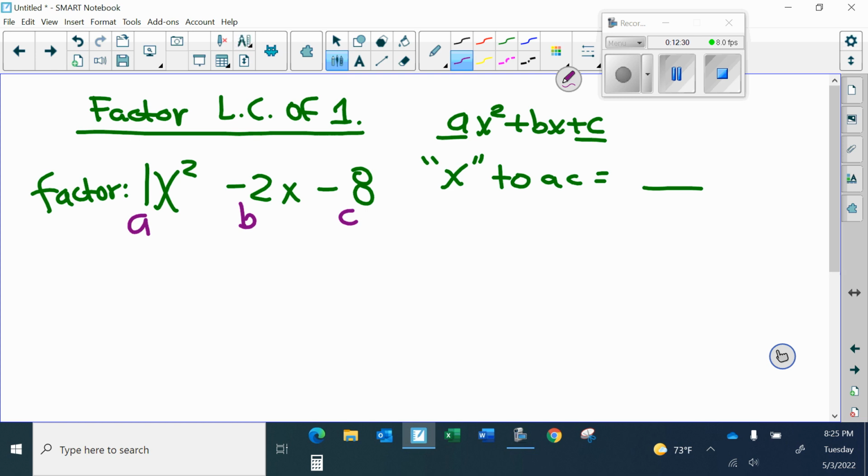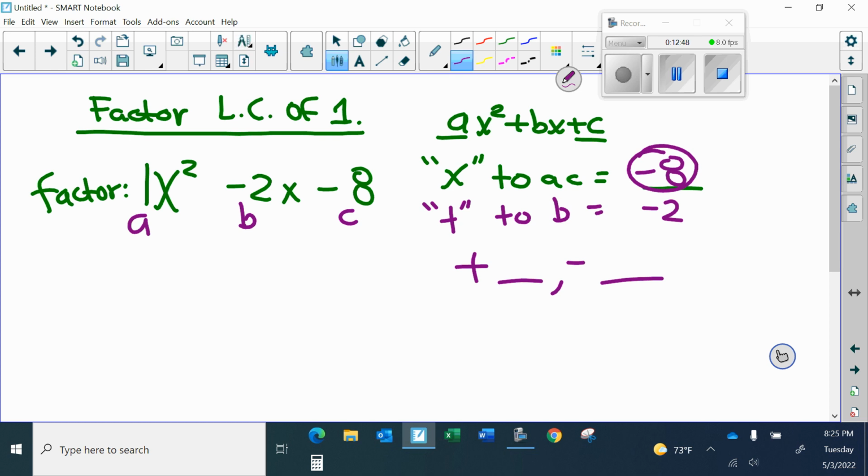A times C is 1 times negative 8, which is negative 8. And it's going to add to B. B I already have right there, negative 2. So I need the two factors. First off, it's going to multiply to negative 8, so one number has to be positive and one has to be negative. And they're going to add to negative 2. So what multiplies to 8? 1 and 8, or 2 and 4?